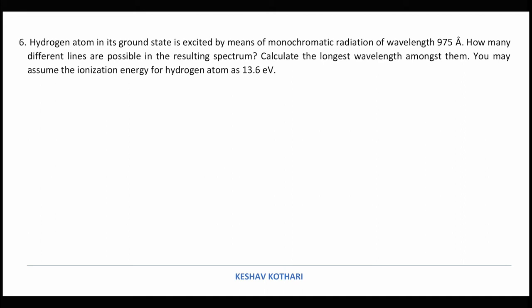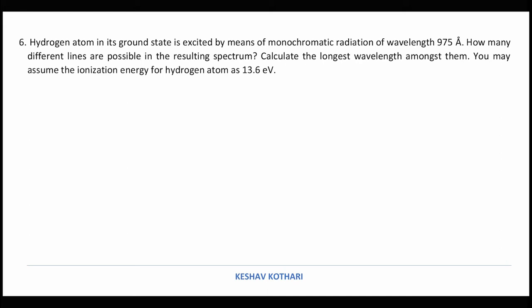Hydrogen-like atom in its ground state is excited by means of a monochromatic radiation of wavelength 975 angstrom. How many different lines are possible in the resulting spectrum? Calculate the longest wavelength amongst them. You may assume the ionization energy for a hydrogen atom as 13.6 electron volt.